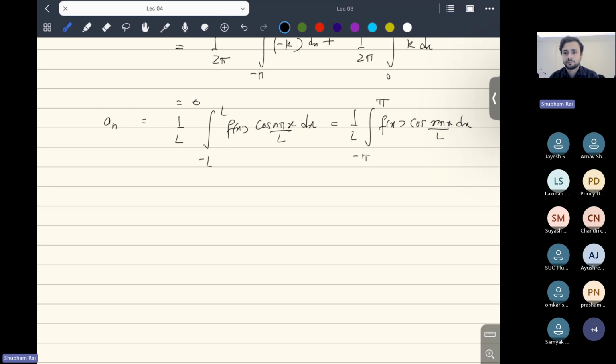Odd function, so an is 0. An will not be 0 because let's see. So 1 by L, minus pi to pi, minus pi to 0. Firstly, we'll go for minus pi to 0. So then we have here minus k cosine of n pi x by L dx. And then we have, just keeping this 1 by L common, k from 0 to pi, because f of x is k when we are going from 0 to pi, and cosine of n pi x by L.